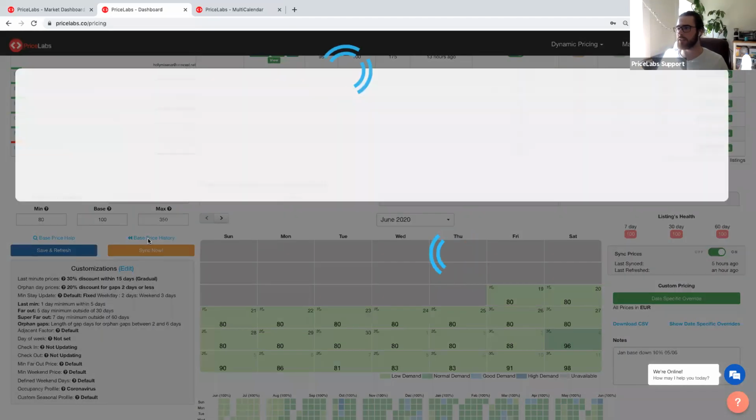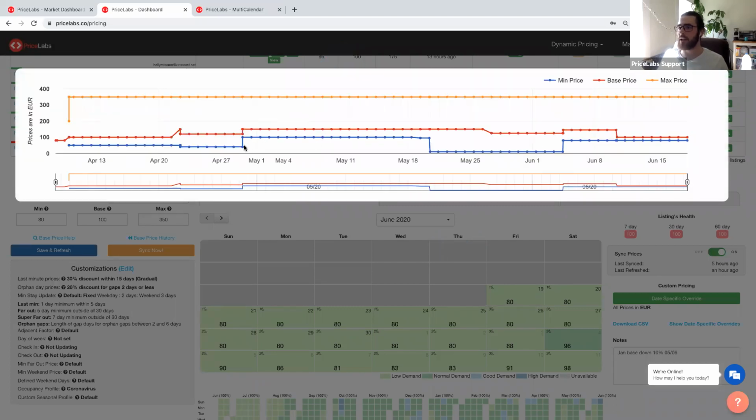This is a demo listing, so this might be popping up with some pretty sporadic numbers. But here you'll be able to see, hey, for all past dates, this is where my base was, this is where my min was, and this is where my max was. So if you're wondering how much did I drop my base by during the pandemic, did I even drop my minimum price? It's a great resource to see, hey, where were my prices set previously? So a good place for your reference there.